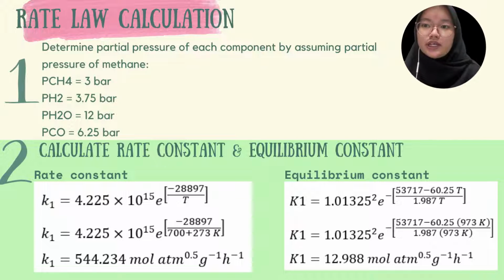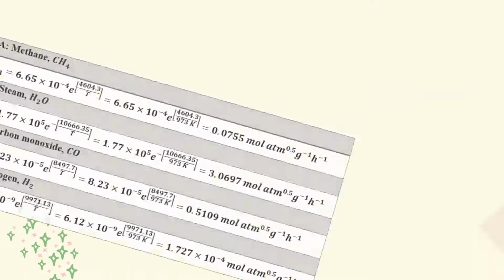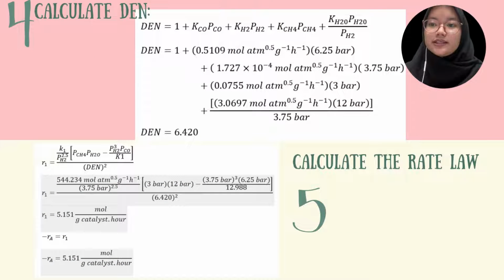The calculation is shown here for rate constant and equilibrium constant. Next, the adsorption constant for each component in the reaction is calculated based on the respective formula for each component, as shown here. The equation shown here is obtained based on references. Next, the DEM for the reaction is calculated, where DEM is equal to 1 plus KCO PCO plus KH2 PH2 plus KCH4 PCH4 plus KH2O PH2O over PH2.